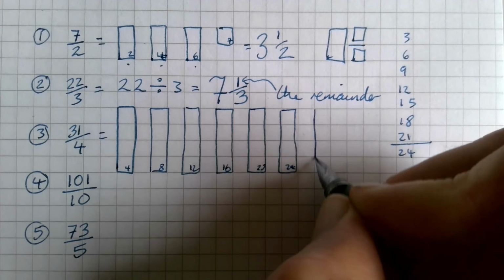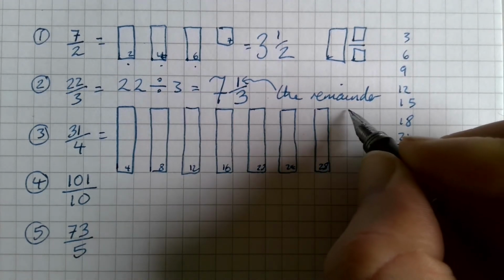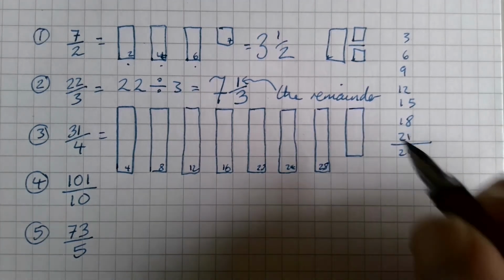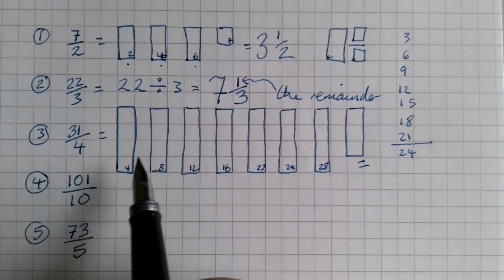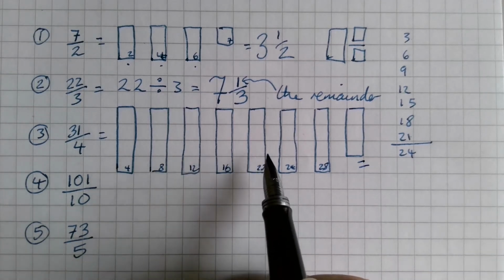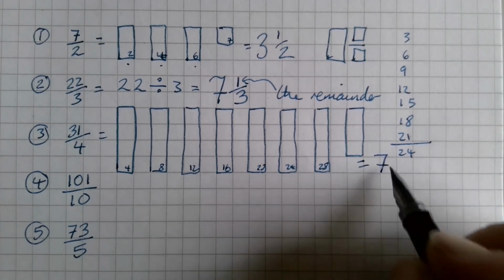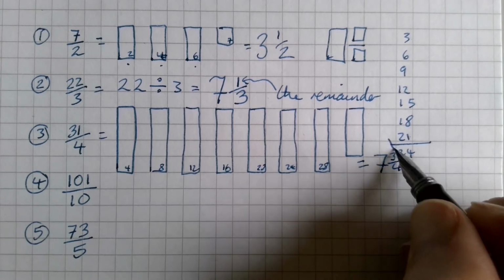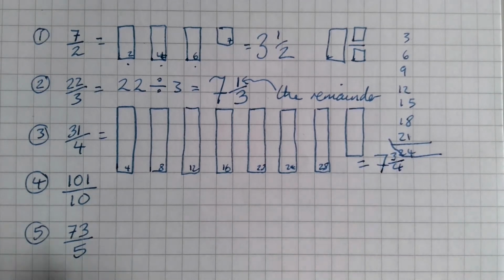24. Add another 4 is 28. 29, 30, 31. So at this point here, I'm sort of running out of space, aren't I? How many holes have I got? 1, 2, 3, 4, 5, 6, 7 times 4 is 28. And I've got 3 remainder, which is my 3 quarters left over. Try and get that bit out there. So 7 3/4.